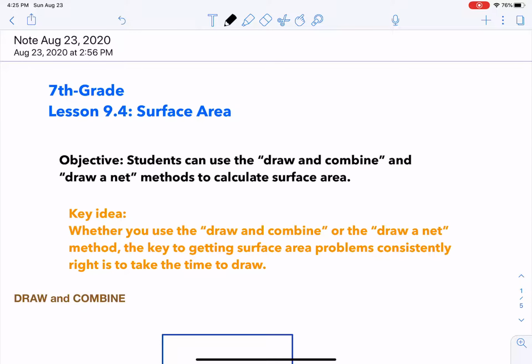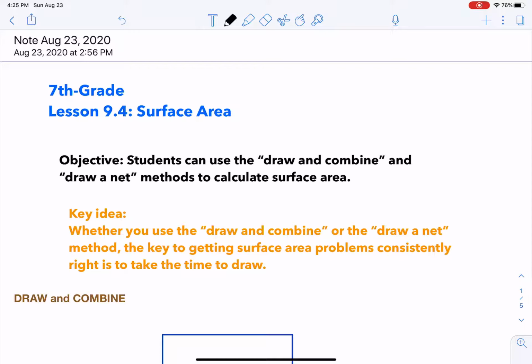Okay, 7th graders, we have lesson 9.4 on surface area. It's one of our trickiest lessons really of this whole term, but it's one of the funnest, and I'm hoping to teach you a method that's going to help you feel confident and enjoy this. Okay, so really two methods, but they're connected. You can see the objective here.